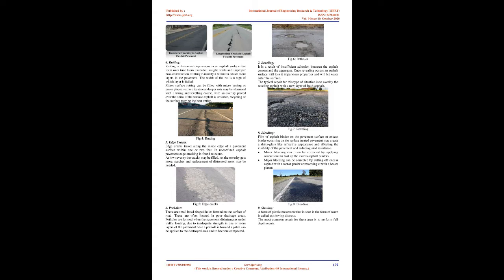4. Rutting. Rutting is channeled depressions in an asphalt surface that form over time from exceeded weight limits and improper base construction. Rutting is usually a failure in one or more layers in the pavement. The width of the rut is a sign of which layer has failed. Minor surface rutting can be filled with micro-paving or paver-placed surface treatment. Deeper ruts may be shimmed with a truing and leveling course, with an overlay placed over the shim. If the surface asphalt is unstable, recycling of it may be needed.